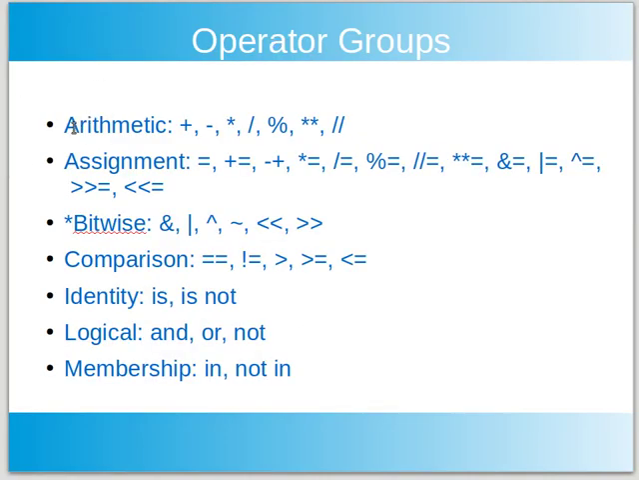Operator groups: arithmetic, plus, minus, times, division, modulus, exponentiation, floor division. Pretty much these ones are all self-explanatory. This is multiplication, this one's division. It's going to return a float for that. Floor division is if you want to have an integer returned. Exponentiation is just raising something to some power. And modulus is just going to return the remainder.